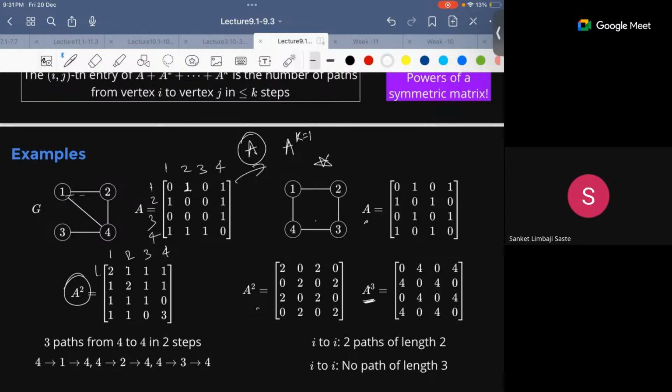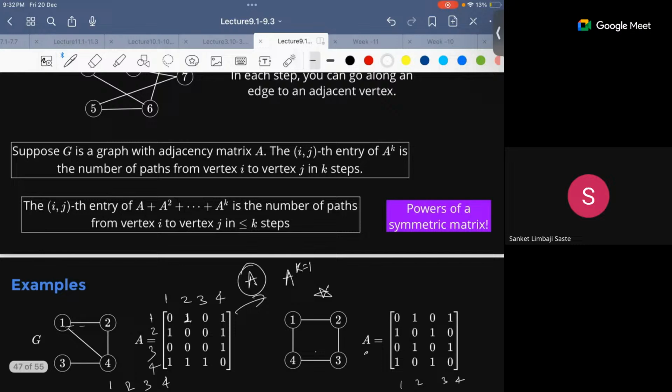To reach a point in 3 steps from a point. See, for example, this is 1, 2, 3, 4, 1, 2, 3, 4. From 1 to 2, there are 4 paths with 3 hops, like with 2 junctions in between. This is what it means.